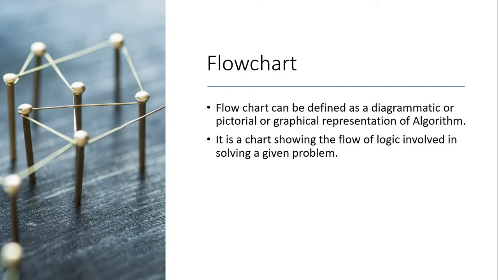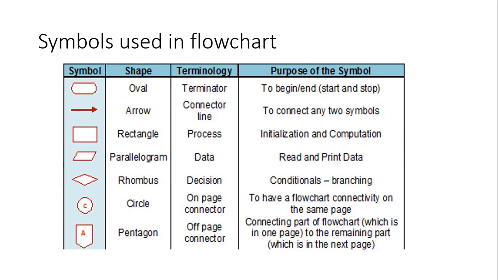So let us understand what the various symbols used in a flowchart are. Today we will discuss some of the symbols. The first symbol used here is the oval, which is also referred to as the terminator, and the use of this symbol is to indicate begin or end, that is, to start and stop. The oval symbol is used.